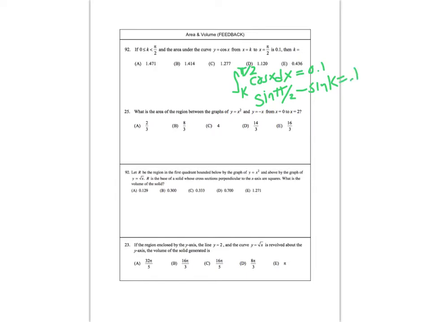Sine of pi over 2 is 1. 0.1 minus 1 would be negative 0.9, which means that sine of k is equal to 0.9. Sine inverse of 0.9 is going to be equal to k. And when we do that, we get 1.119, which is 1.120.